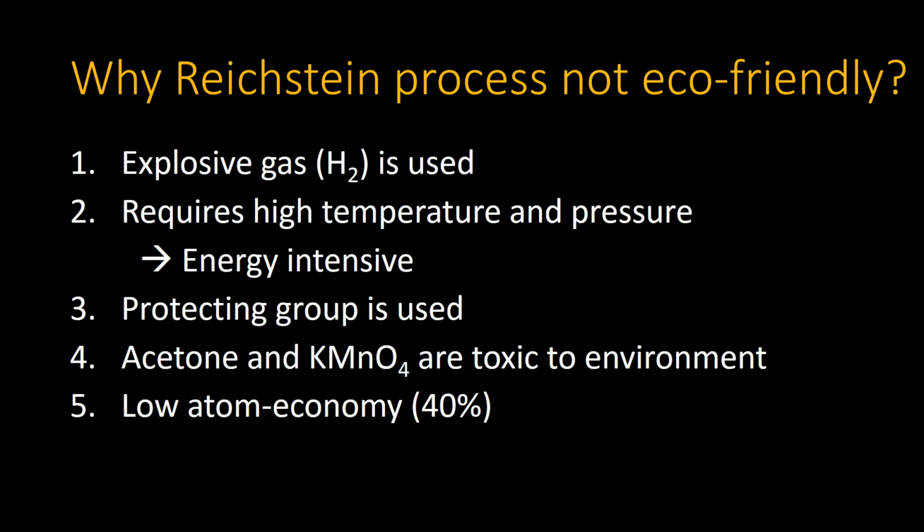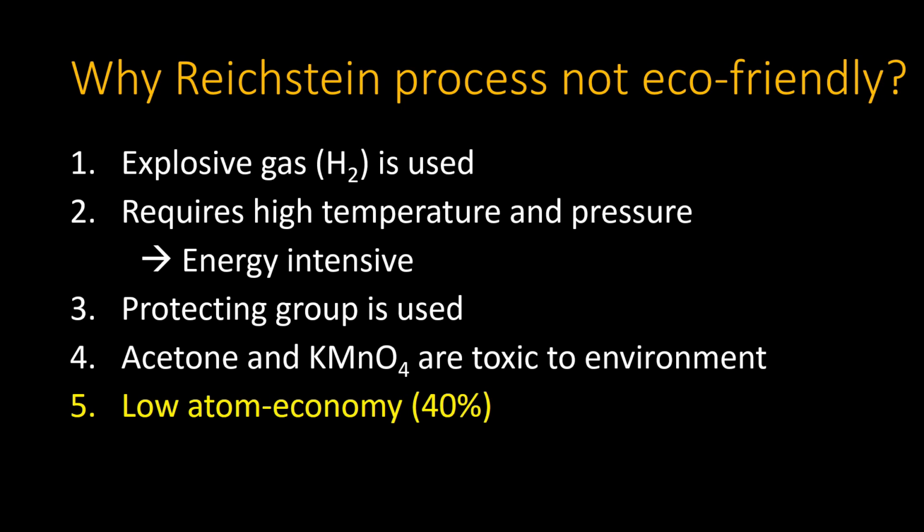That's true. We can see that hydrogen is used in the first step. It's an explosive gas, so the risk for accidents increases. Also, high temperature and pressure is used. This means a lot of energy is required. And third, a protecting group is used. It is usually thrown away after and will produce lots of waste. Acetone, an organic solvent, and potassium permanganate, which contain heavy metal ions, are used. They are toxic to the environment, and energy and water are needed to treat them before disposal.